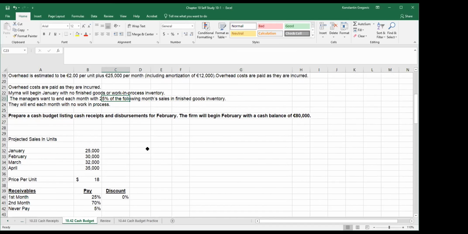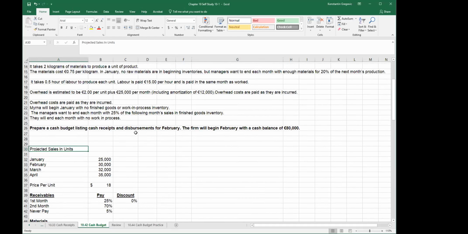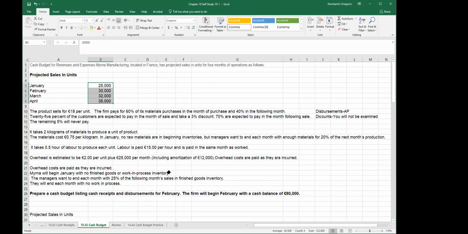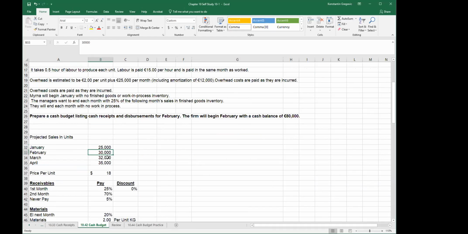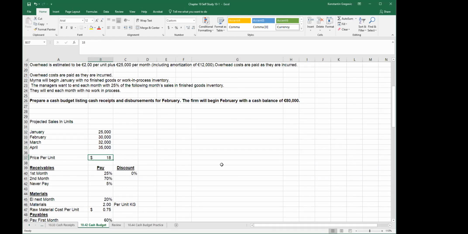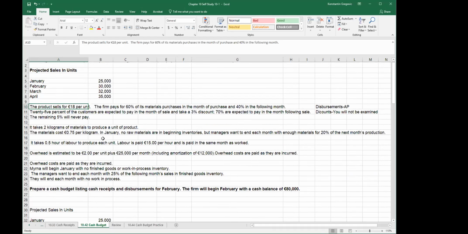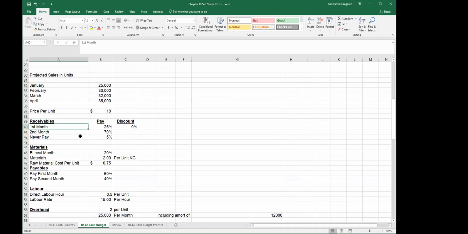No work in process. So let's quickly do a cash budget here. I'm going to start with projected sales in units. That's up here, so we grab those numbers. We've got 25, 30, 32, and 35,000. Our price per unit, $18 per unit. Product sells for $18 per unit. Here's our receivables. Remember, 25% we collect the first month, the second month 70%, 5% never pay.